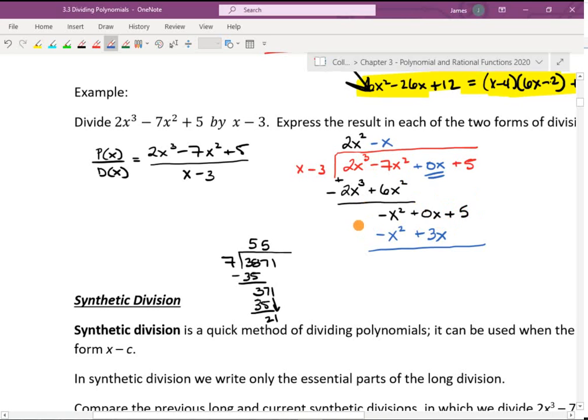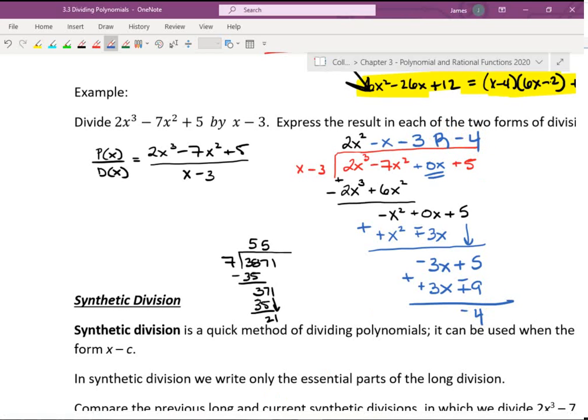So now I'm going to change signs and add straight down. So those go away. You're left with negative 3x, and we're going to add 5. Bring that 5 down. What should go next? Negative 3. So negative 3 times x gives me negative 3x. Negative 3 times negative 3 gives me a positive 9. I'll negate things and add straight down. So it gives me a remainder of negative 4.